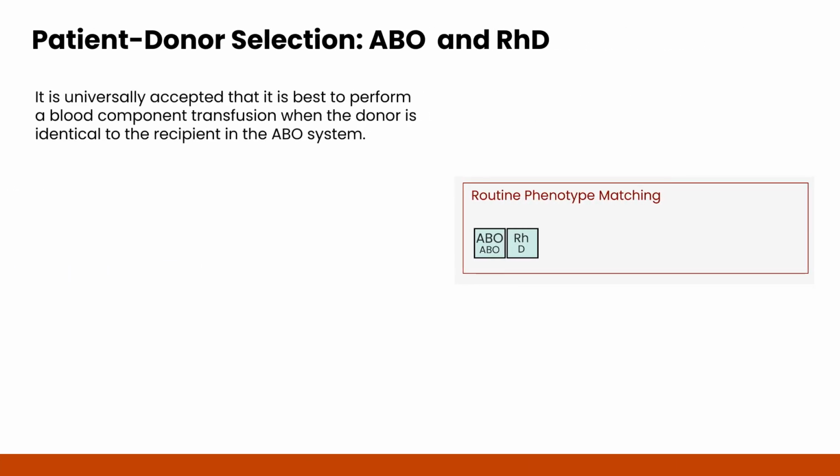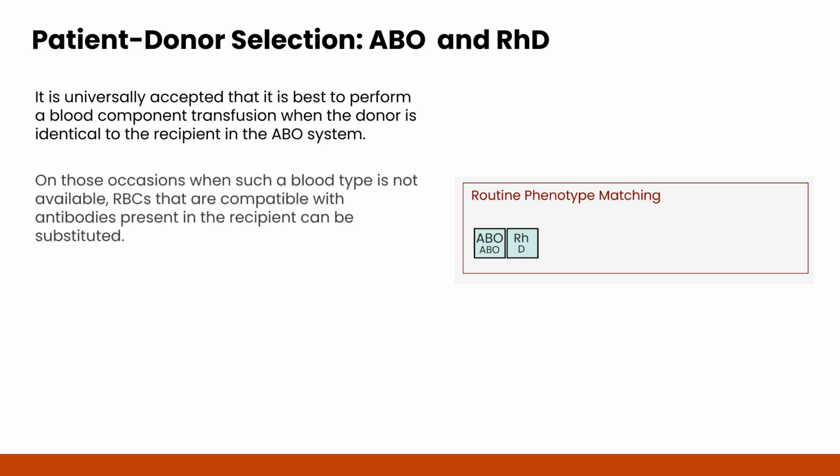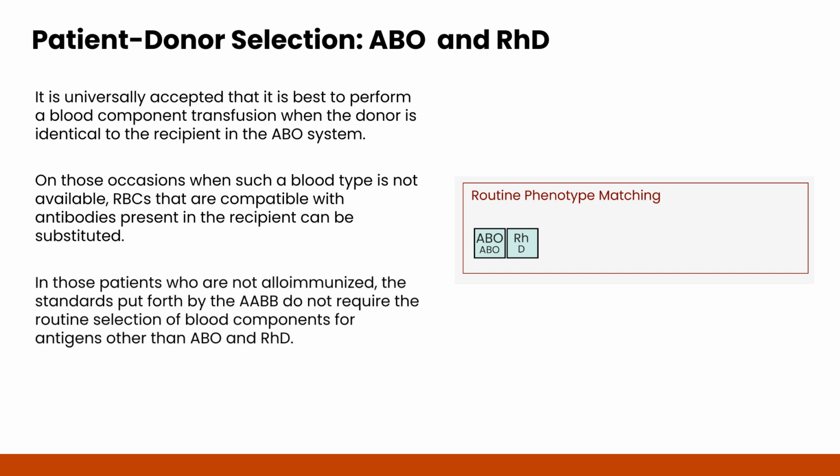Of course, we are going to begin with ABO and RHD. It is universally accepted that it is best to perform a blood component transfusion when the donor is identical to the recipient in the ABO system. On those occasions when such a blood type is not available, RBCs that are compatible with antibodies present in the recipient can be substituted. In those patients who are not alloimmunized, the standards put forth by the AABB do not require the routine selection of blood components for antigens other than ABO and RHD.